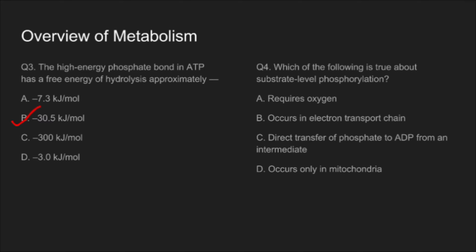Now question number 4. Which of the following is true about substrate level phosphorylation? Options are A, requires oxygen, B, occurs in electron transport chain, C, direct transfer of phosphate to ADP from an intermediate, D, occurs only in mitochondria. The correct answer is option C, direct transfer of phosphate to ADP from an intermediate. Substrate level phosphorylation involves direct transfer of phosphate groups during glycolysis and your TCA cycle.